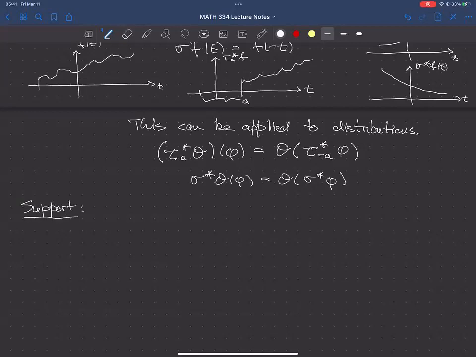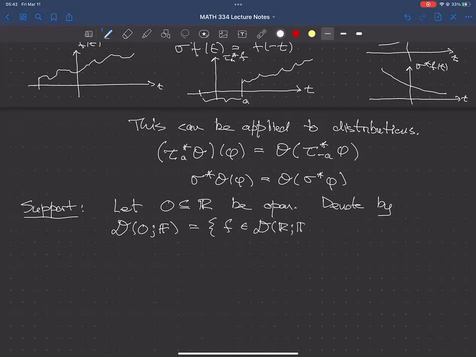We have certainly the notion of the support of a function, so we want to talk about the support of a distribution. Let's first let O in R be open, and let's denote by D_O the f's in D(R) such that the support of f is contained in O.